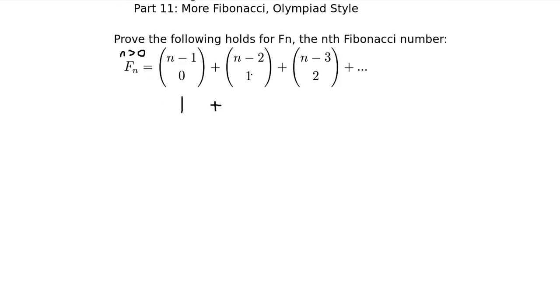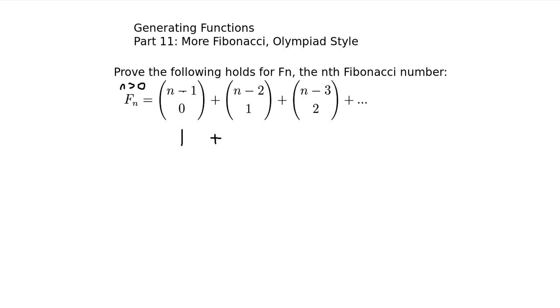So we're going under the assumption that if you have something choose 0, it's 1, and if you're taking something choose something that's too big, so -1 choose 1, or 0 choose 1, those are all going to be 0.